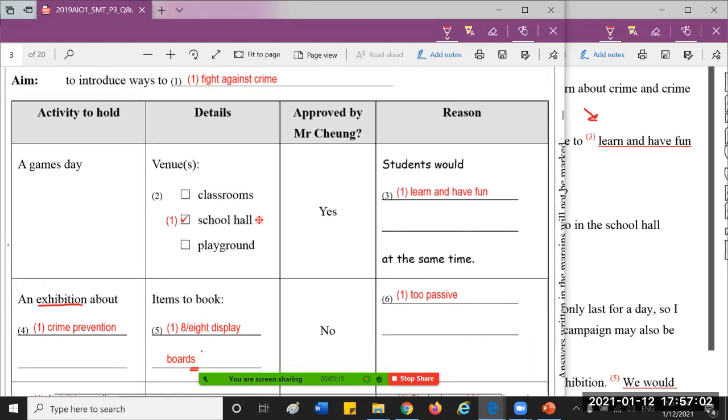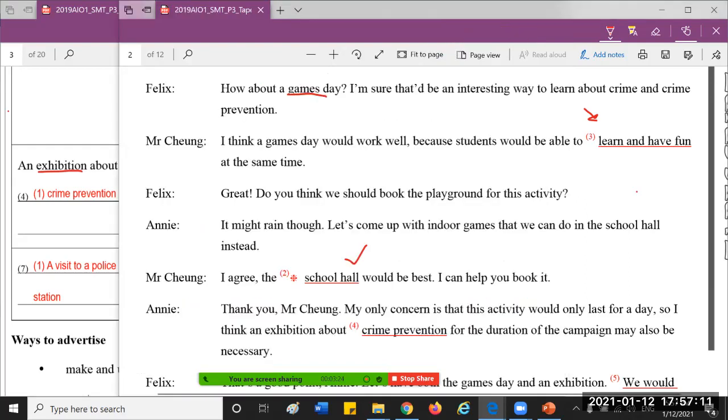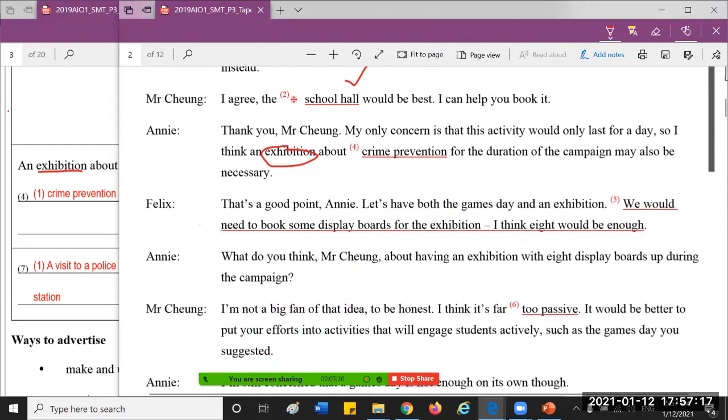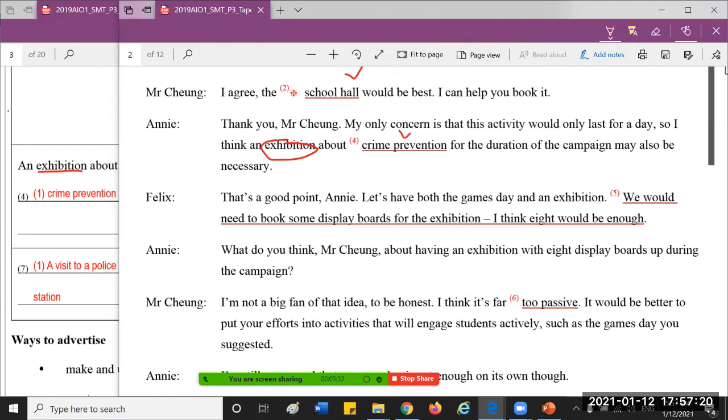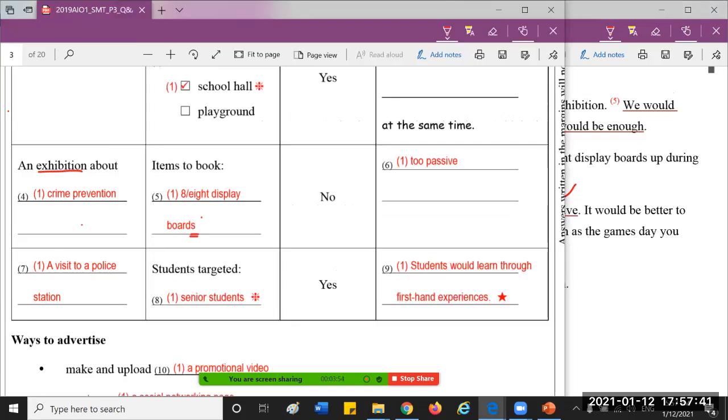Too passive. What are we talking about in the last column? The reason is too passive, so they don't want this activity. An exhibition, so book exhibition. Let's have a look. An exhibition, yes, this one, exhibition about crime prevention. We would need to book some display boards, and I think it would be 8 display boards, with S. Far too passive for number 6. Let's go back to the answer key here. So give yourself a tick.